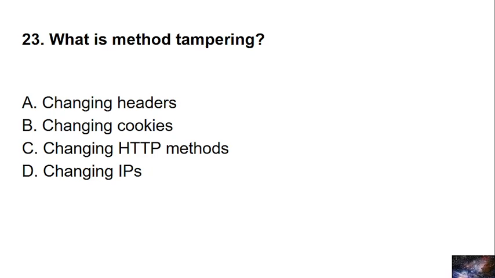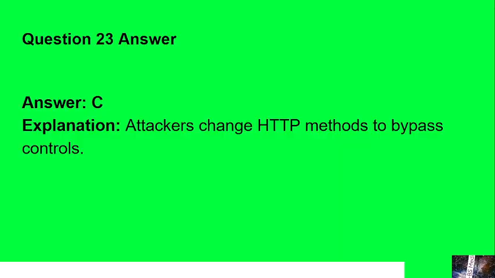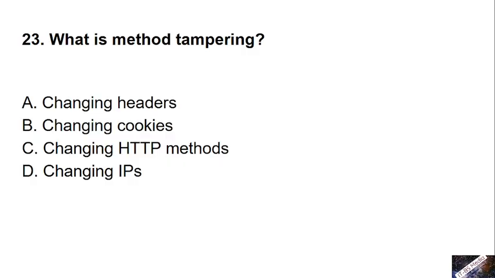What is your option? The answer is C. Attacker changes HTTP methods to bypass controls. So it is changing the HTTP method. That is what is called method tampering.